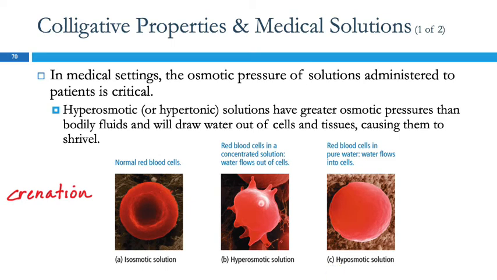Hypoosmotic means it's a lower concentration. It has a lower osmotic pressure than what's inside the cells. And so that's going to cause the red blood cells to pull water in. And if it keeps going, they're going to burst, right?